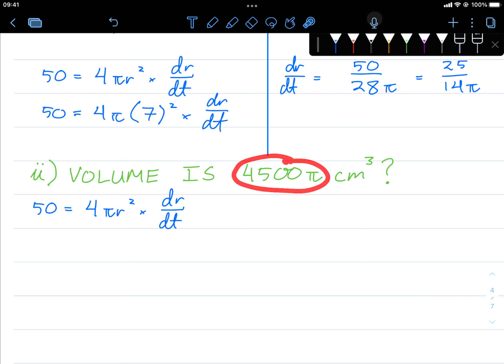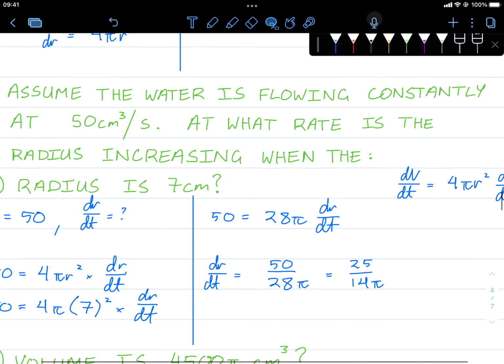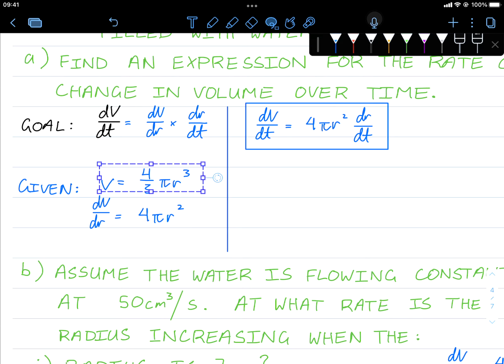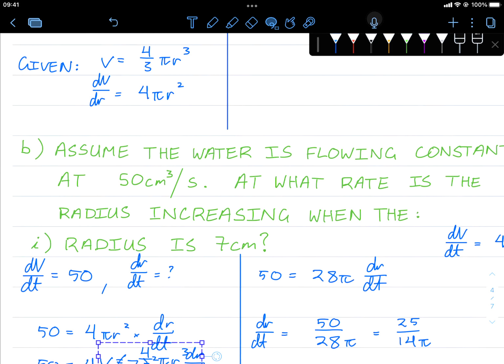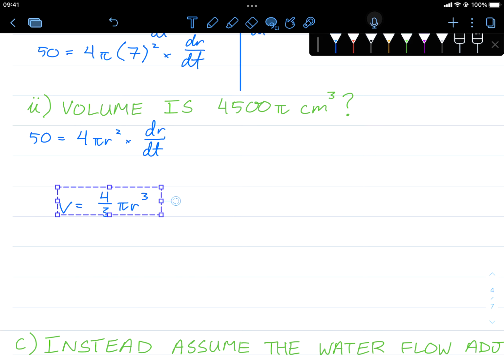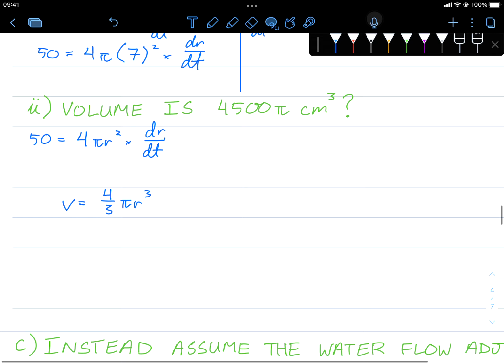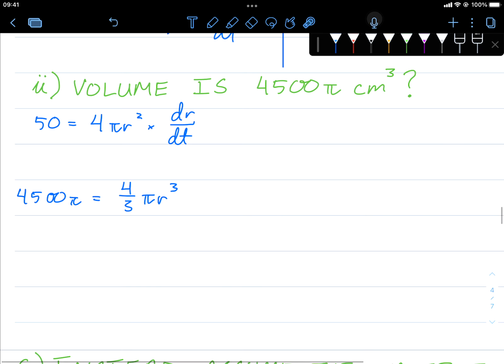Now, you have to really think about what this is saying. We're being told that the volume is equal to this. Well, right at the beginning, we had an equation for the volume, which was this. We're now being told that its volume is going to be 4,500 pi. From here, we can find what r is.